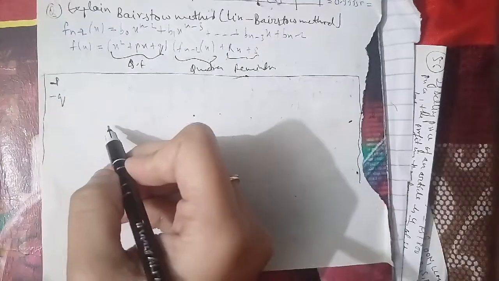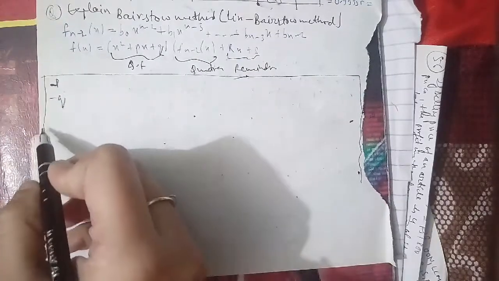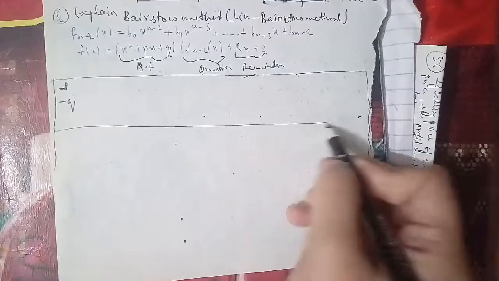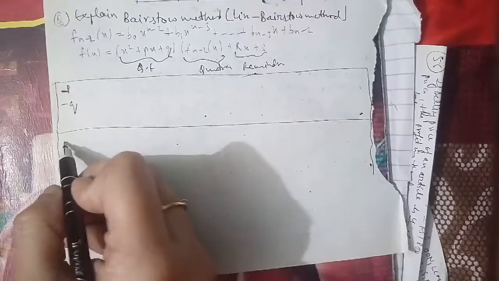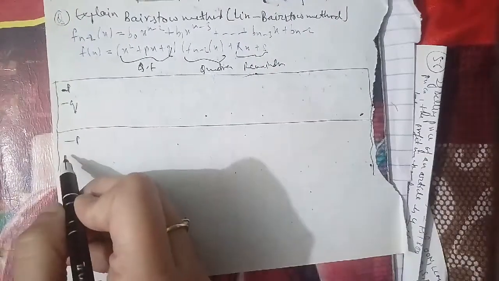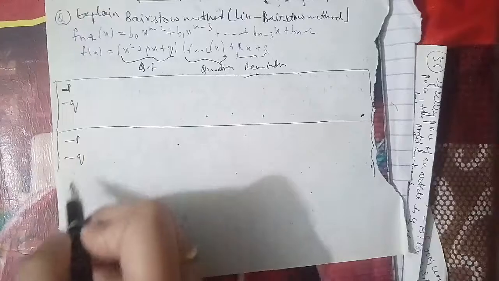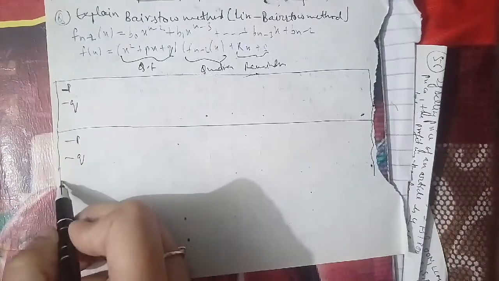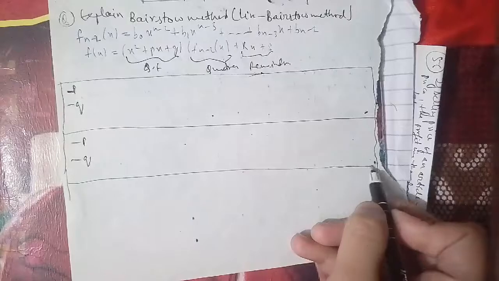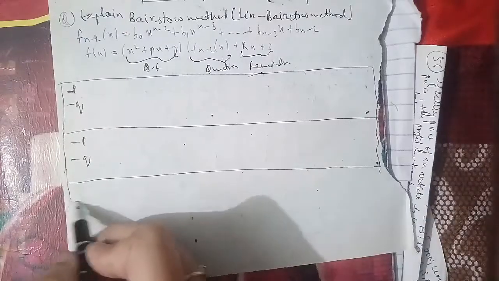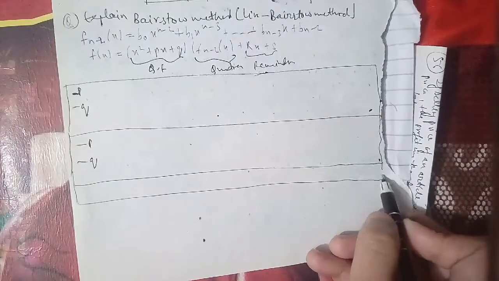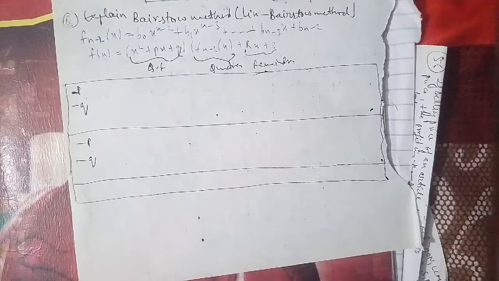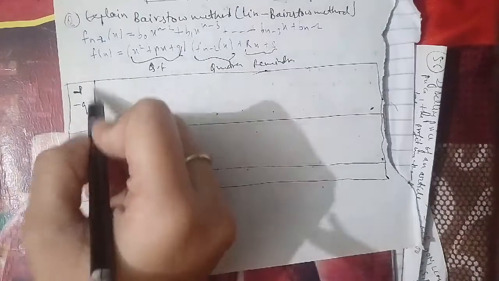So for that it is b minus p minus q, and this was being minus p minus q, and for the same it will be like this. Let's go ahead for the same.